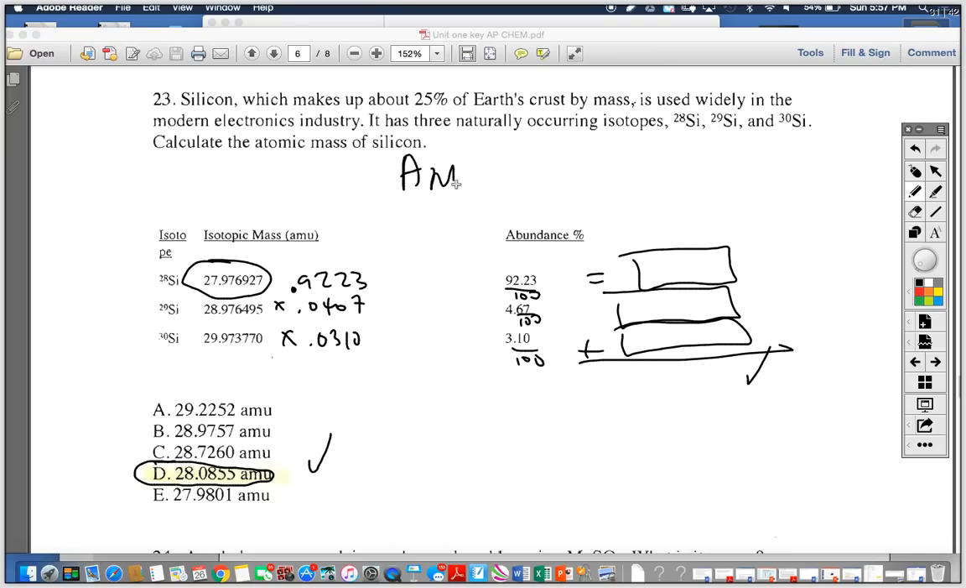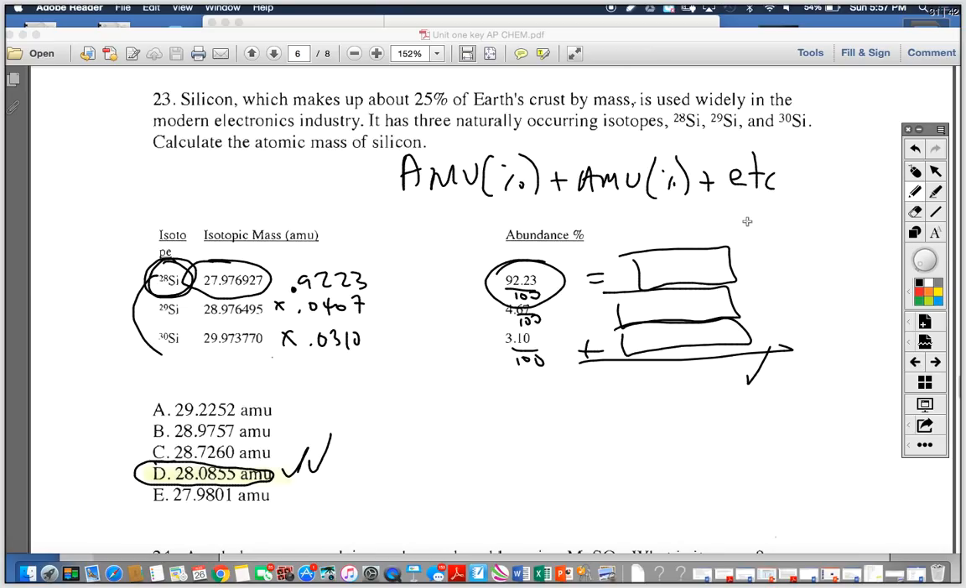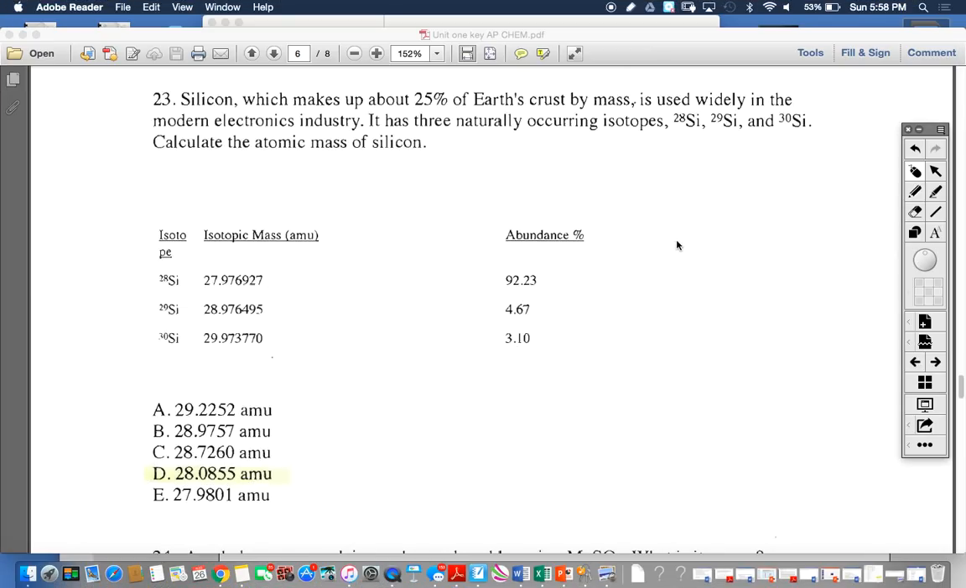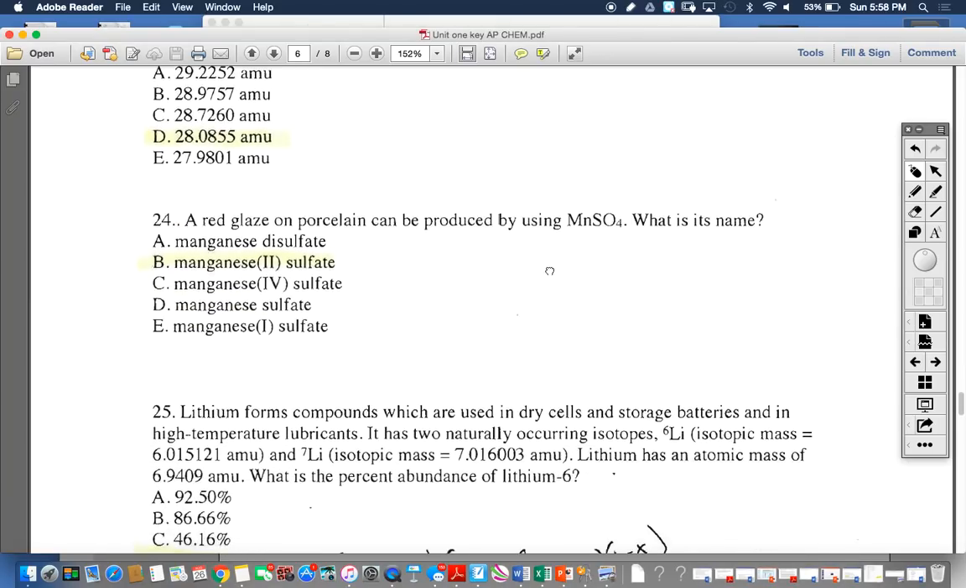So remember, when you go to set up an isotope problem, it's AMU times percent abundance plus AMU times percent abundance, etc., depending on how many isotopes. In this case, there's 3. If you look at the actual mass of silicon, it is 28, that tells you then that the majority has to be right around 28. You can see the abundance there. You would see it on a graph. Same thing we talked about in class.